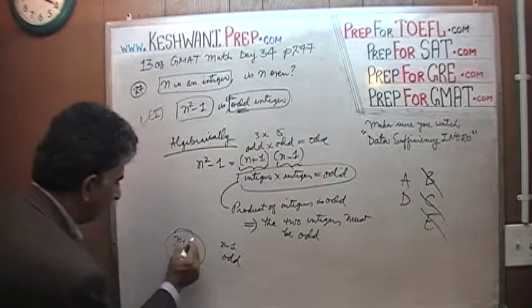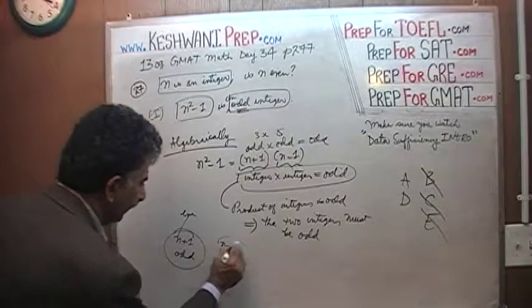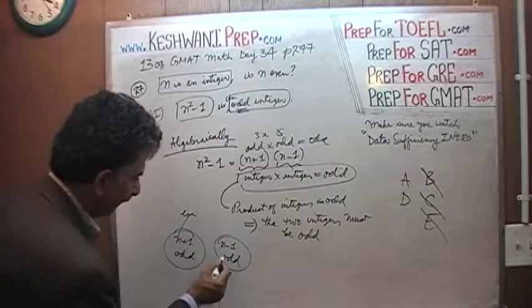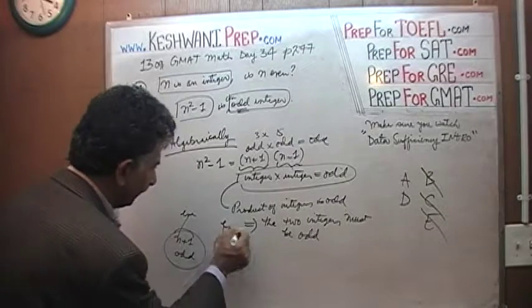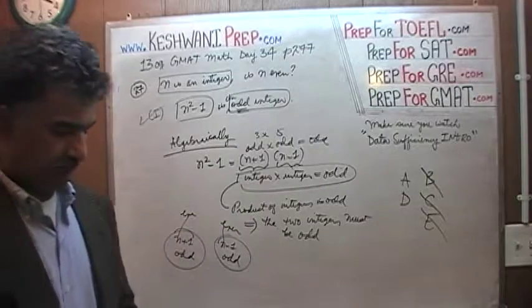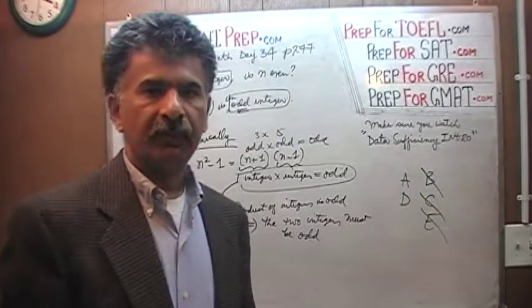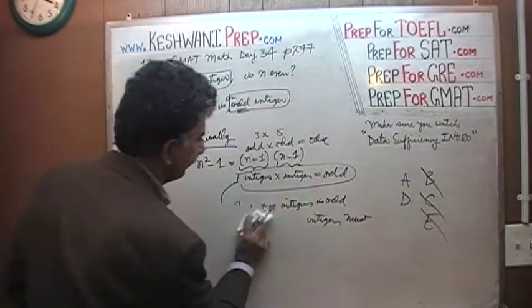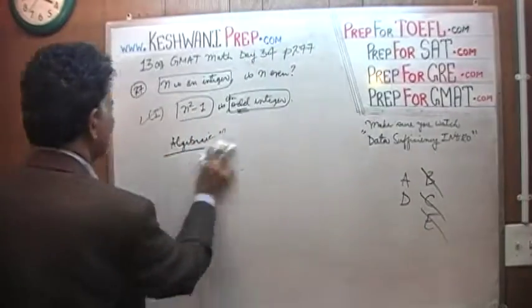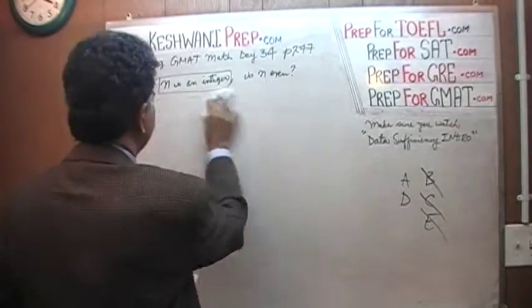If n plus 1 is odd, that means n must be even. If n minus 1 is odd, if one less than n is odd, then n must be even. You see, we're arriving at the same conclusion. But this is more of a theoretical way. So it does do the job, either way. Let's look at the second statement.